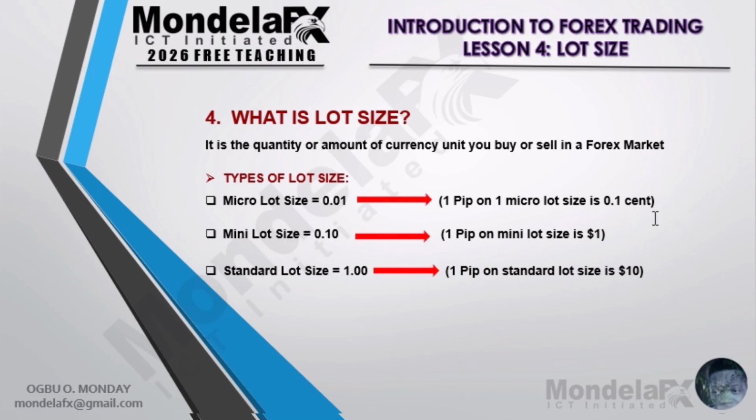So if you move 10 times with this mini lot size, this second one here, it's going to give you $10. The pip, that is 10 pip. 10 pip equals $10 on this. Then if it is a standard lot size, 10 pip is going to give you $100. Then if it is a micro lot size, which is the smallest one, it's going to give you what? 10 pip is $1 on it. So I hope you all understand this.